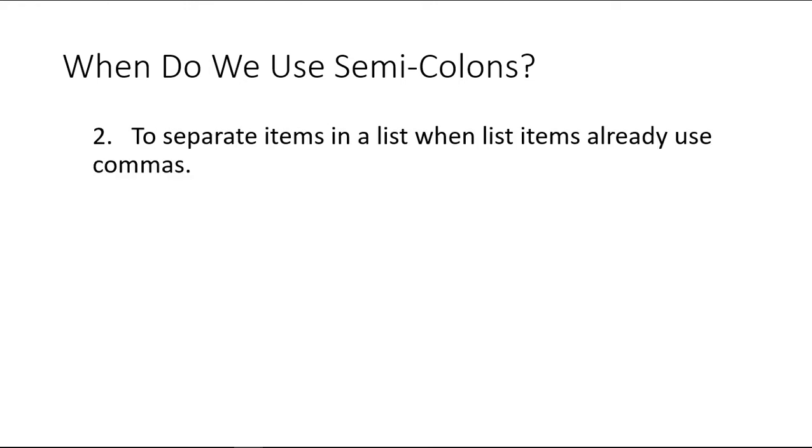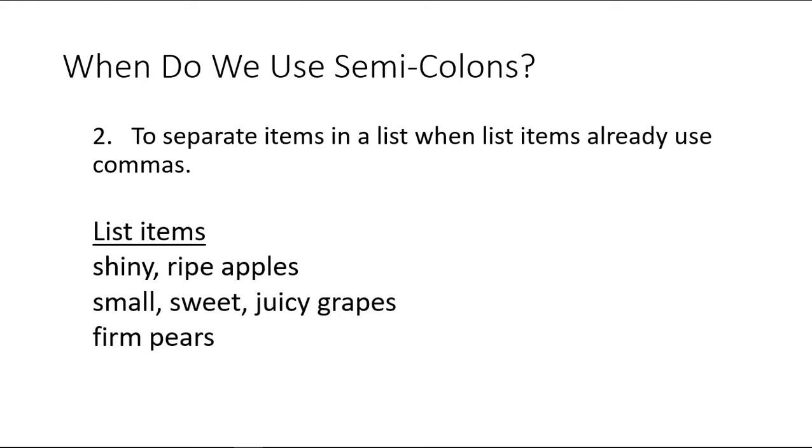All right, let's go over that second way to use semicolons, and that's to separate items in a list when the list items already use commas. So here's an example. Here are list items. I went to the store, and there were shiny, ripe apples, small, sweet, juicy grapes, and firm pears.